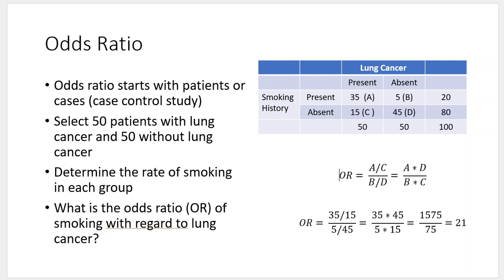So here you see the rate of smoking is much higher in the people with lung cancer, and we plug those numbers into the formula, and we come up with an odds ratio of 21, meaning that if you have lung cancer, you are 20 times more likely to have smoked. So what you obviously see here is relative risk and odds ratios don't necessarily give you the same answer because they're looking at the problem from a different perspective.